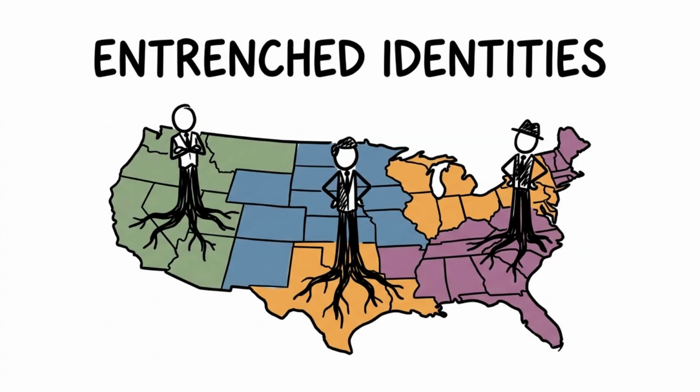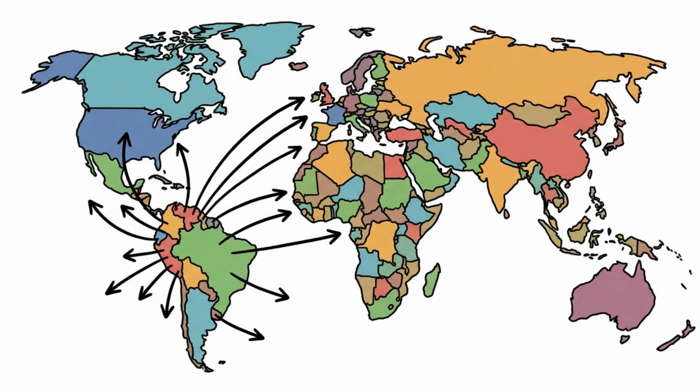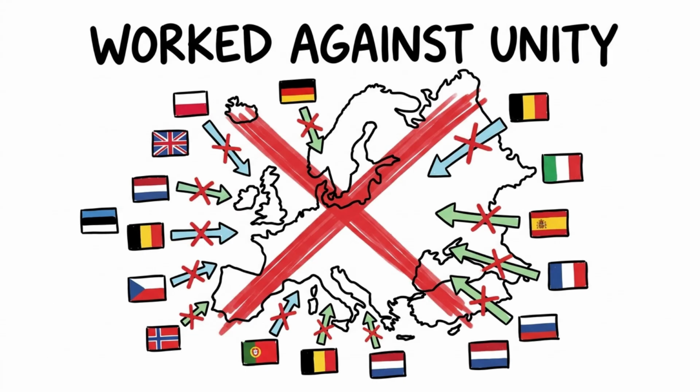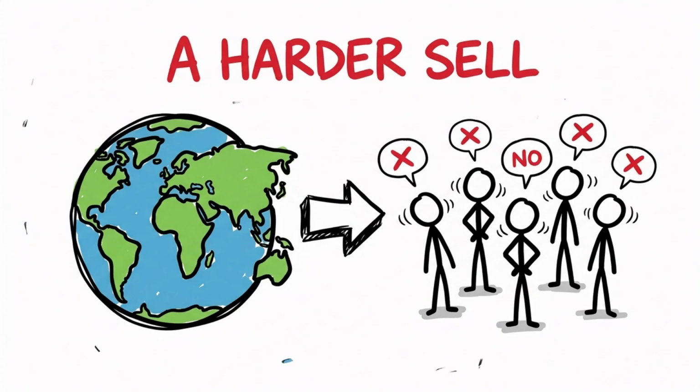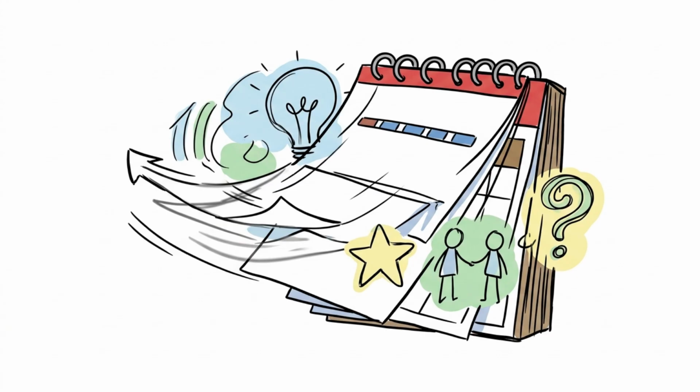Local elites, entrenched national identities built up over a century or more of separate existence, and economies still oriented toward trade with distant global powers rather than with neighboring countries, all worked against consolidation. By the time serious unity was even discussed again, each country had spent 100 years building its own school systems, its own military, its own currency, and its own sense of national pride. Asking people to give that up in favor of an abstract continental identity was, and remains, a much harder sell than it would have been in the earlier years, before those separate identities had time to calcify.